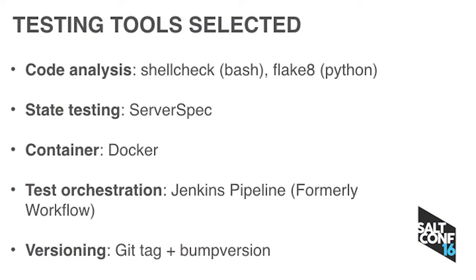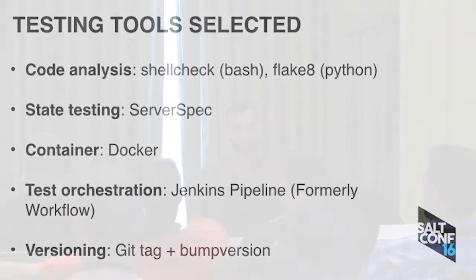The testing tools that I selected use some code analysis. For Bash we used ShellCheck. For Python we used Flake8. For state testing I used Serverspec, and I used containers to create that fast iteration, or fast feedback. I used Docker for that. For testing orchestration, we used Jenkins Pipeline, formerly known as Workflow. And for versioning, we use git tag plus a tool called bumpversion.